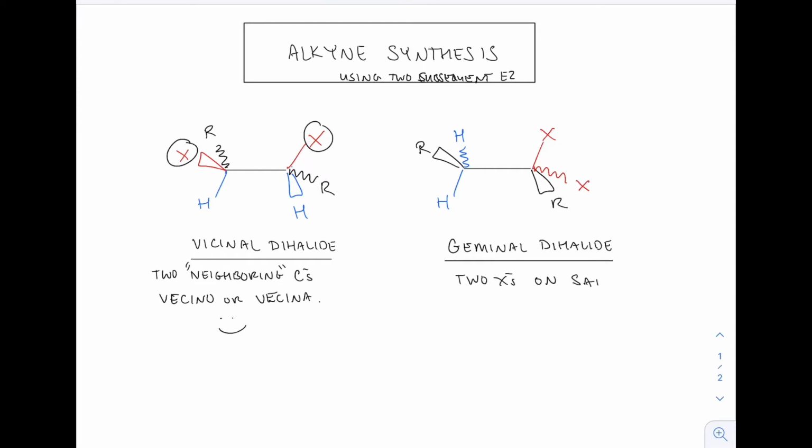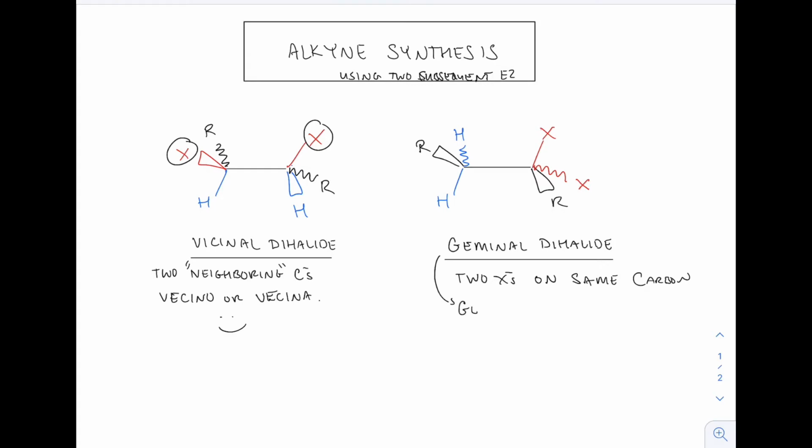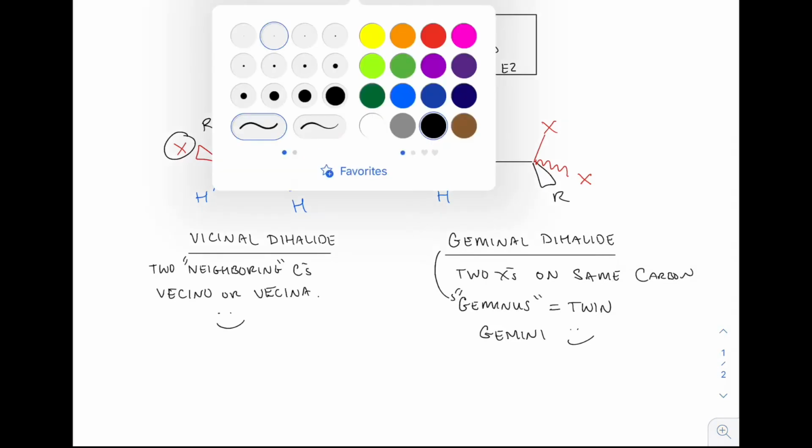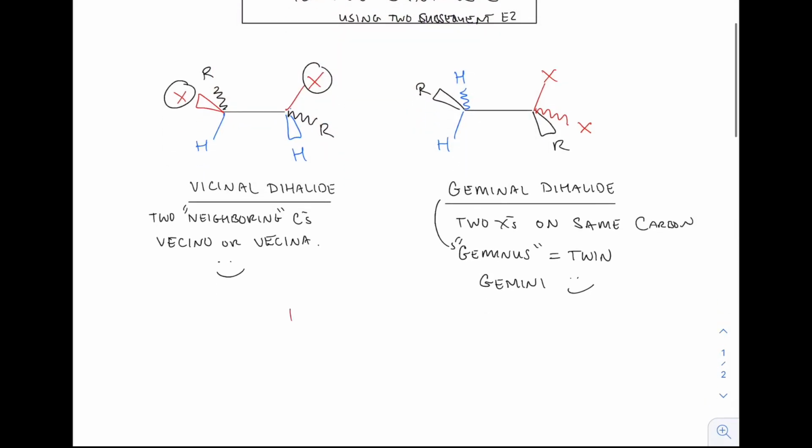And then there's also geminal dihalides. That's when we have two X's or two halogens on the same carbon. Okay, so for this one, geminal is basically coming from the word geminus, meaning twin, like Gemini, right? I'm not sure if you guys are into horoscopes, but Gemini's sign is basically twins, and so that's pretty much it in terms of classifying the two different types of dihalides.